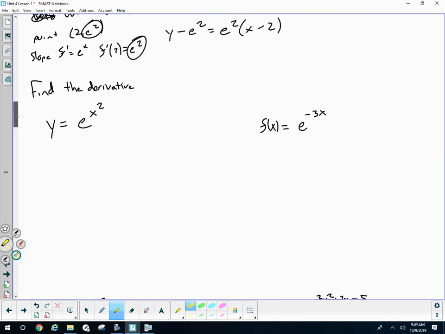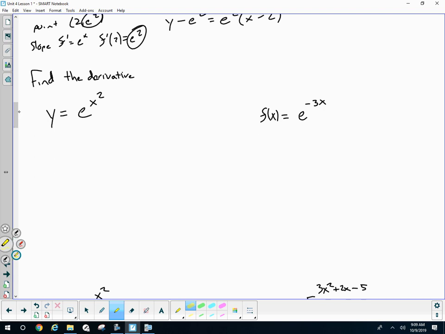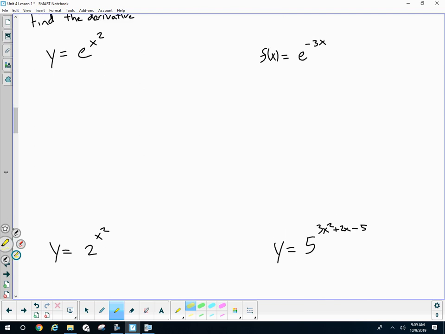What we will find is that with a lot of tangent slope generators for e, we'll have e to a power where the power is not just x. So this is like e to the x squared, e to the negative 3x, 2 to the x squared. And my friend, the chain rule needs to be applied. We've probably forgotten about the chain rule. We did not have to use it often last unit, so it's back.